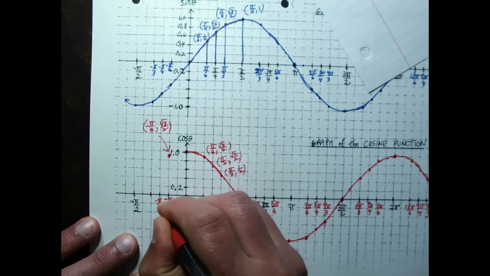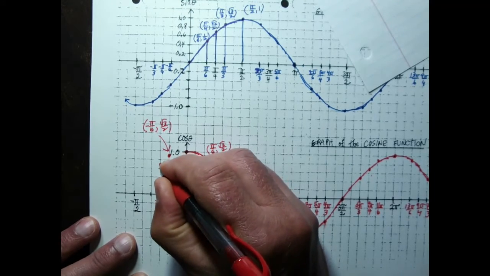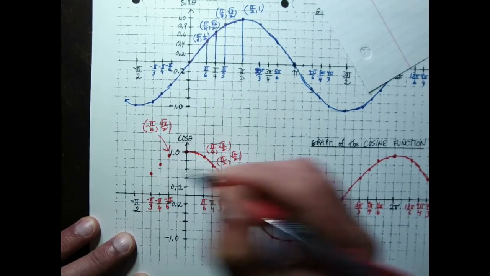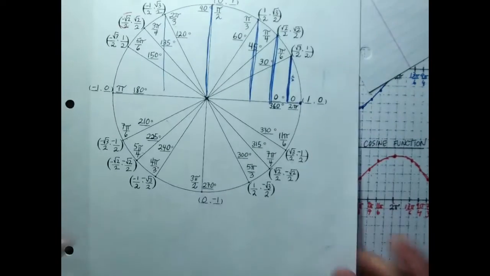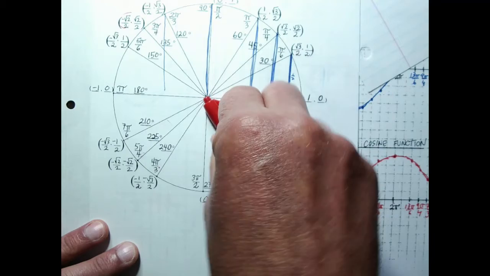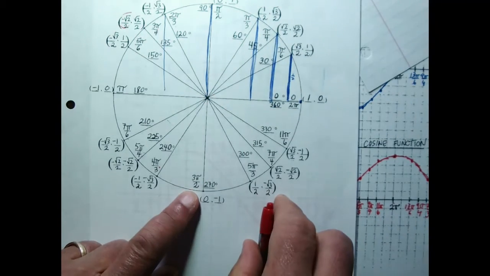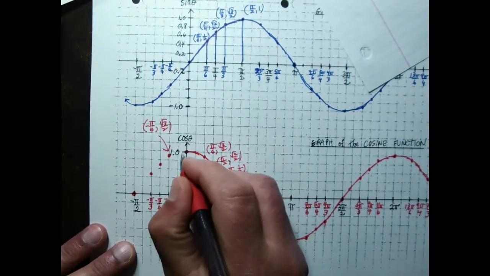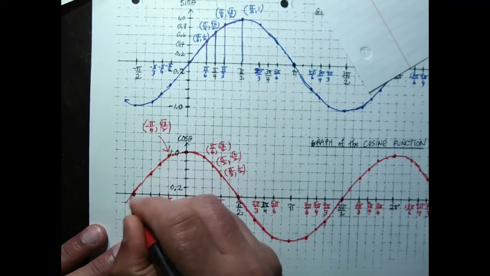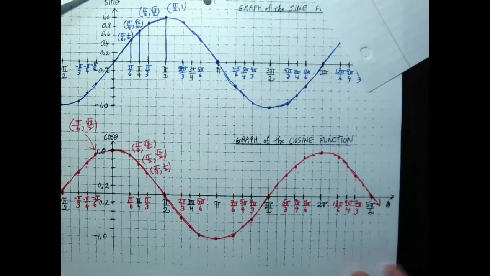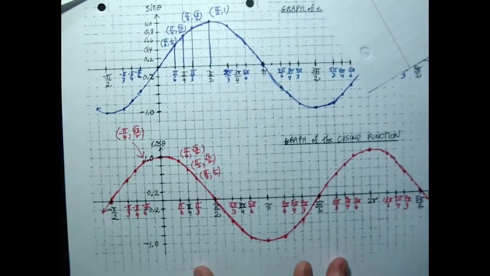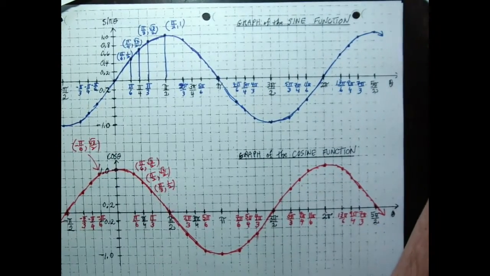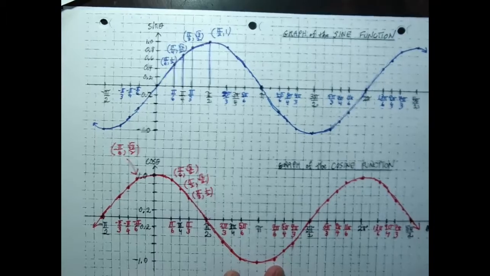And at negative pi over 4, the cosine is positive square root of 2 over 2. At negative pi over 3, the cosine is positive a half. And finally, at negative pi over 2, so negative 90 degrees, which coincides with 3 pi over 2, the cosine is 0. And here's a cosine graph. And it continues infinitely in both directions. What's interesting to note is the shape of the sine and cosine graphs are the same. In fact, we'll talk about how one is just a horizontal translation of the other.